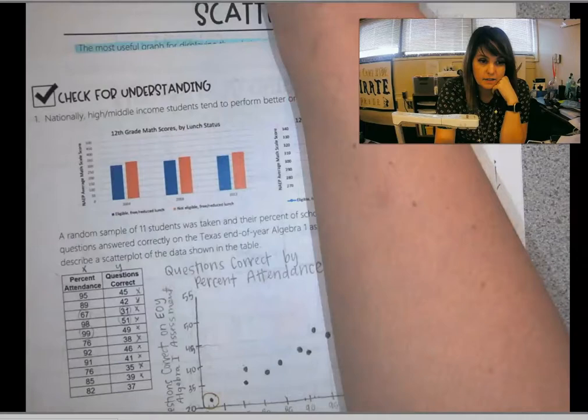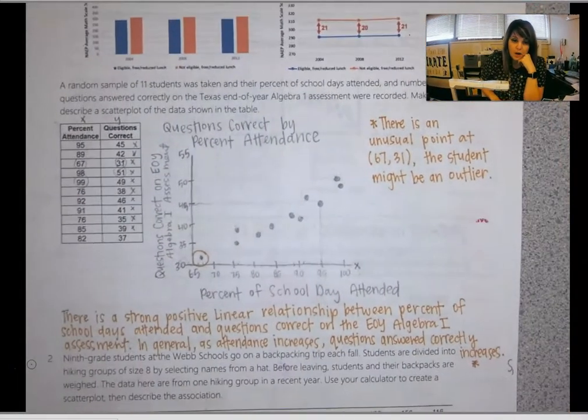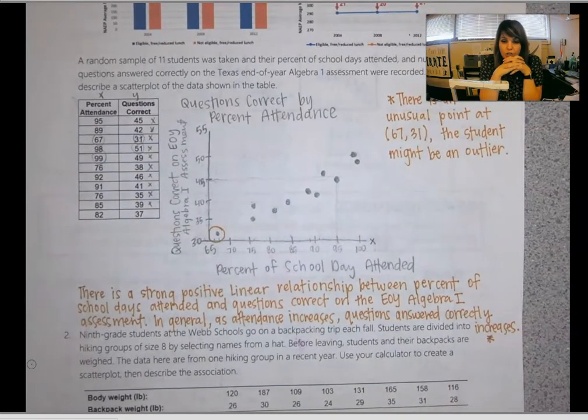So what I have is, there is a strong positive linear relationship between percent of school days attended and questions correct on the EOY Algebra 1 assessment. So EOY is end of year Algebra 1 assessment. In general, as attendance increases, questions answered correctly increases. So let's pause there for a second.